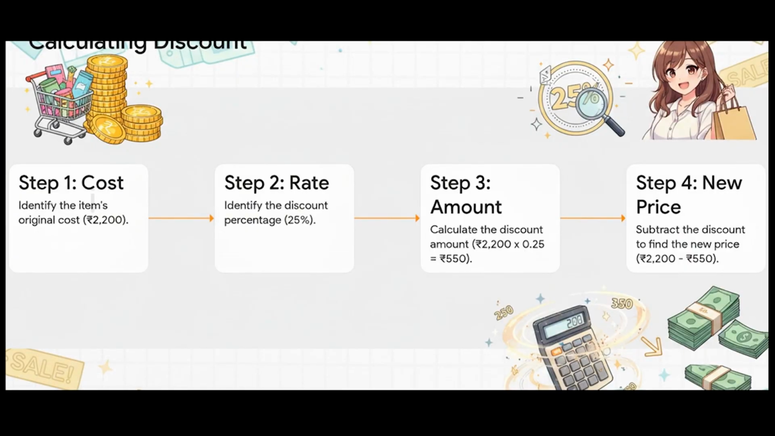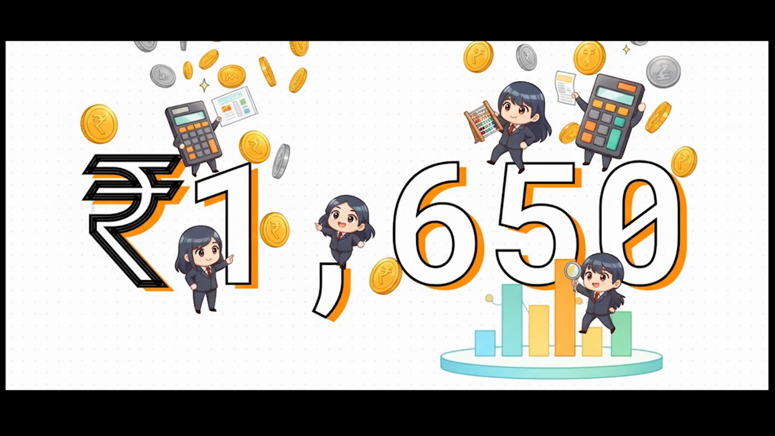The item's original cost is 2,200 rupees. The discount is 25%. So to find the actual discount in rupees, we just multiply 2,200 by 0.25, which gives us 550. And then we just subtract that 550 from the original price. And that gives us 1,650 rupees. That's the new discounted price for that one item. Perfect. Our first big calculation is done and dusted.